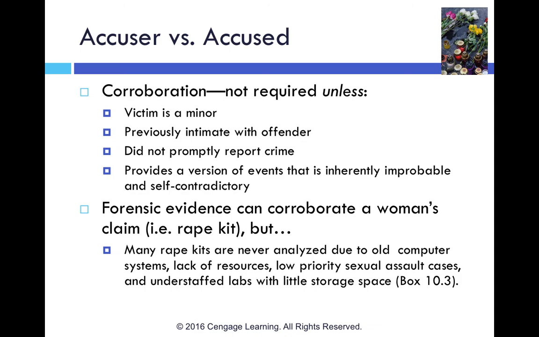Corroboration is not required unless the victim is a minor, they were previously intimate with the offender, they did not promptly report the crime, or they provide a version of events that is inherently improbable and self-contradictory. As I mentioned, forensic evidence, a rape kit, can corroborate a woman's claim, but many of them are never analyzed. They're often low priority.